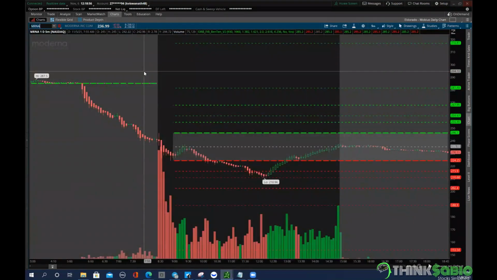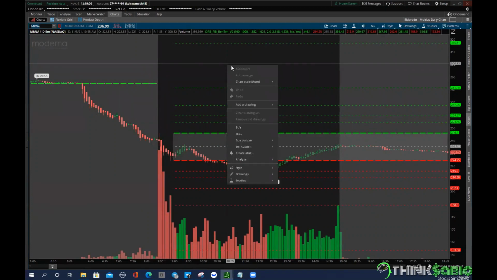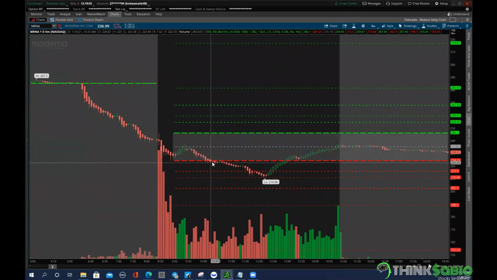Moderna in the morning. So what I will do for Moderna is basically enter a short position here. I'll buy a put here, and then based on my 20 exponential moving average, I think this is where I will exit, right? Or you can use these fib levels.